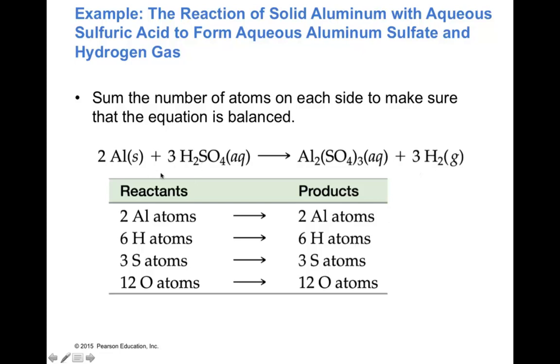Also, we have 3 sulfurs. So we have 3 sulfur here, and because we have 3 of the polyatomic sulfate, we also have 3 sulfur here. And then we have the 12 atoms of oxygen on each side. So that's how we can balance a chemical equation. Remember, in this case, one of the tricks is to use the SO4 as a unit, because this one is a polyatomic ion.